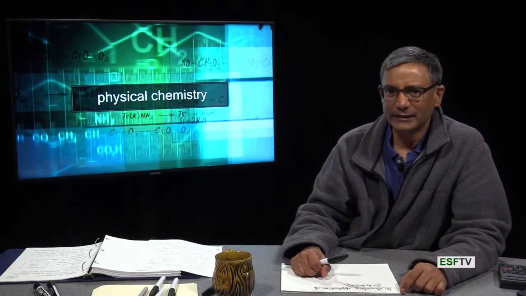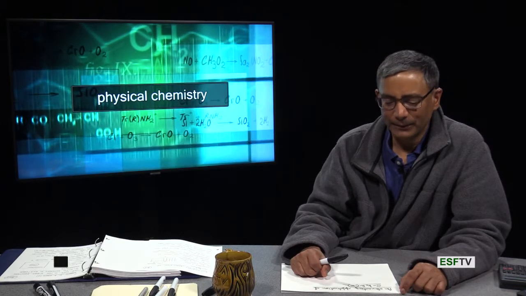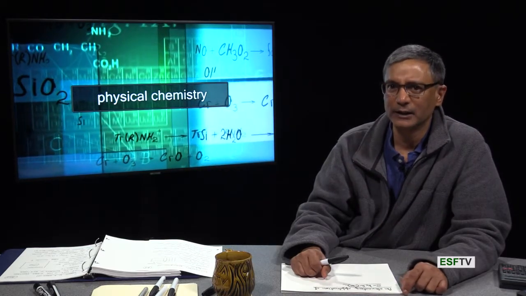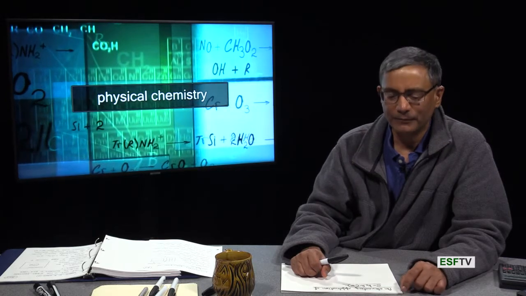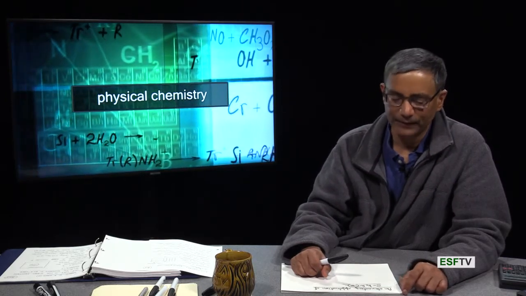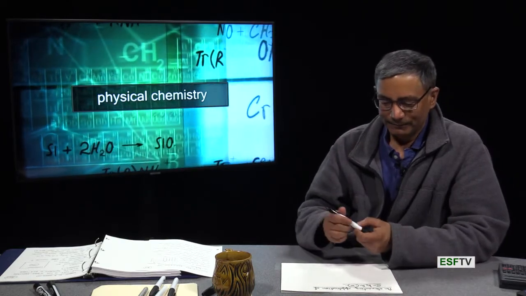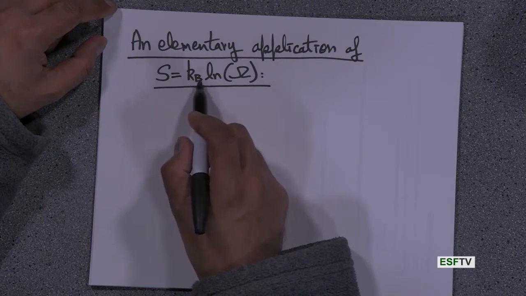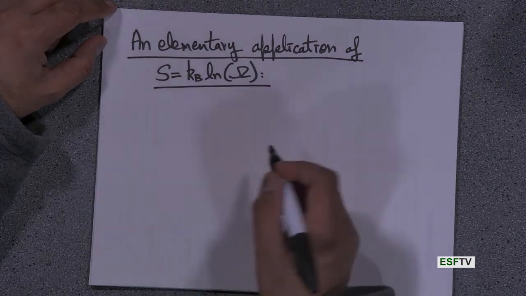Hello and welcome back. In this section, we will look at a simple example of the application of the Boltzmann equation that relates the absolute entropy to the number of microstates, of microscopic arrangements that are consistent with a specified macro level specification of the state of a thermodynamic system. Okay. So, an elementary application of S equals Boltzmann's constant multiplying the logarithm of omega.